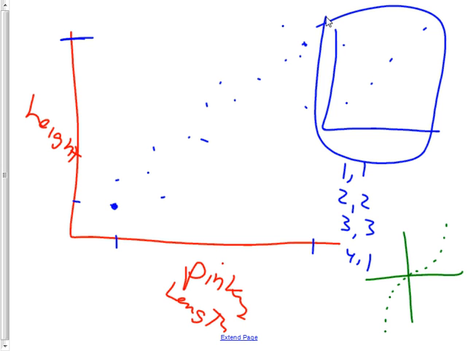If I did one for this height and pinky length one, it would go like this. It would be a straight line that runs through my data the best. It's also called a line of best fit.